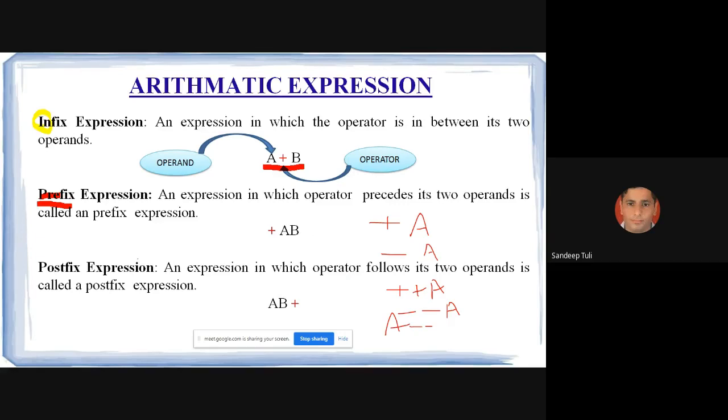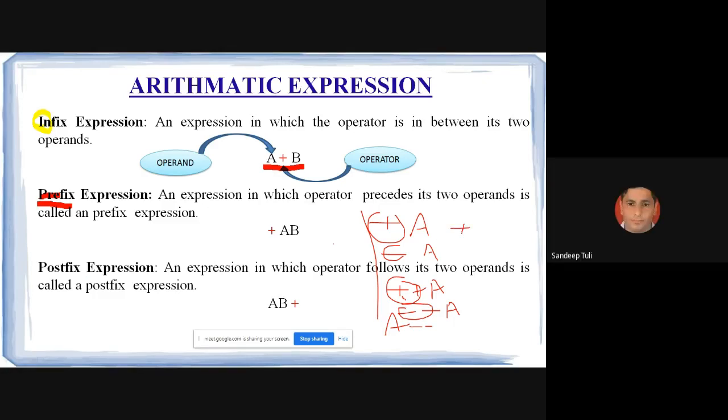Now with the same thing, tell me, this plus, this minus, this plus plus, which categorization of operator are they? Are they binary or unary operators? Unary operator. Unary operator means single operand. It is working on a single operand.